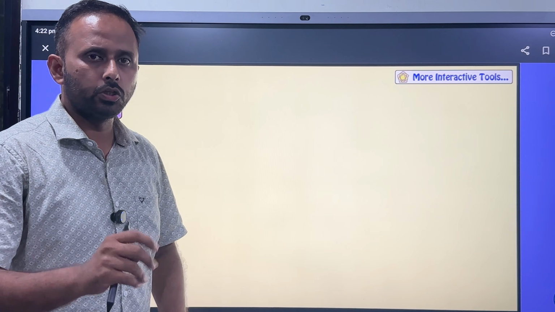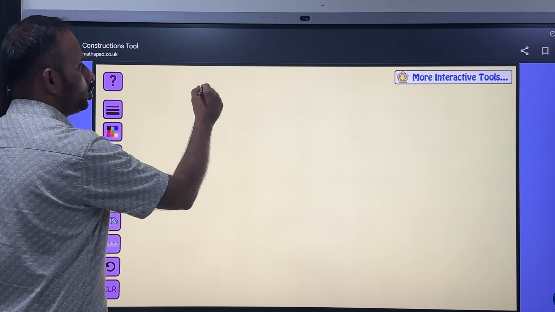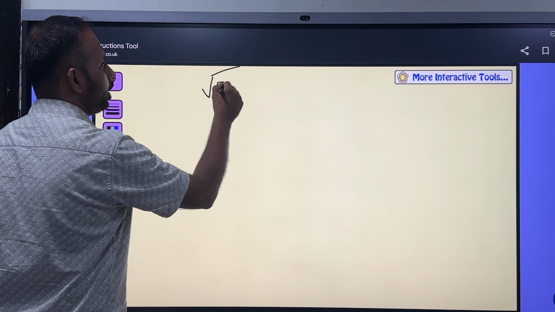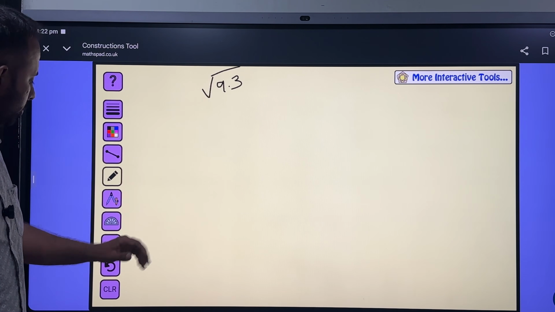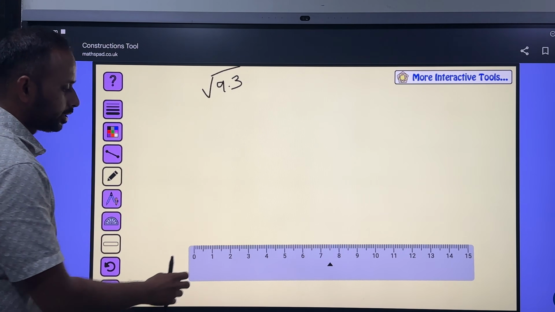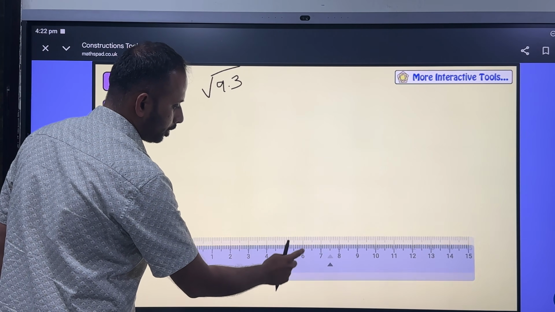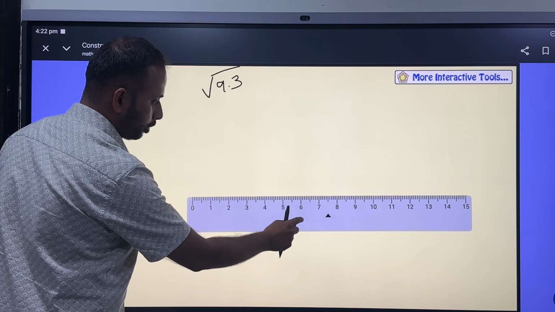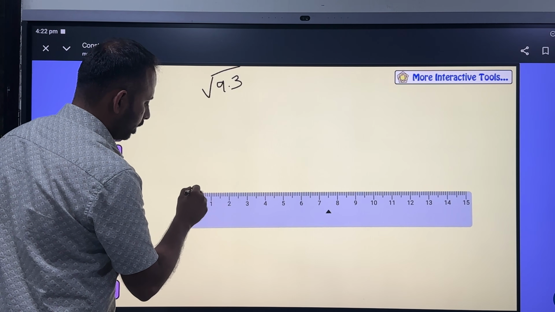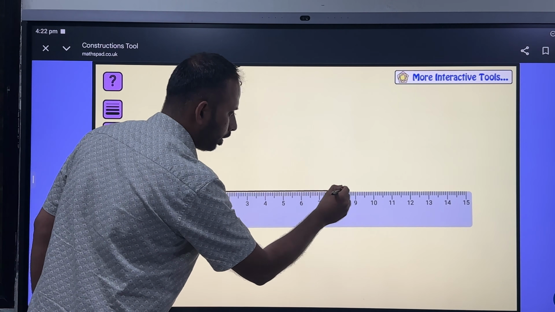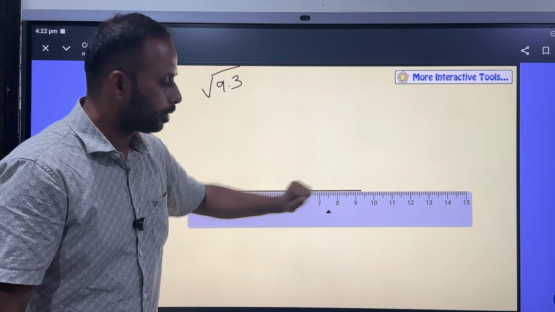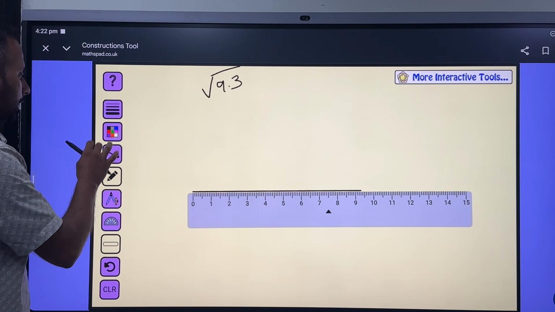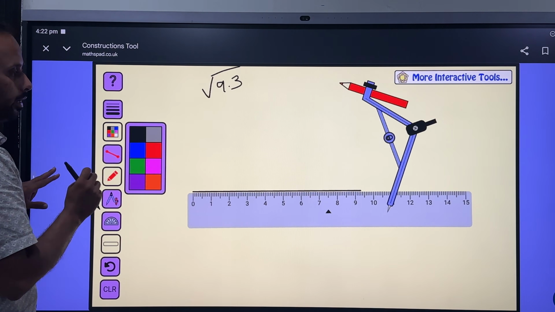Hello students, in this video we will be learning how to represent root 9.3 on our number line. Before doing that construction, take a scale and measure 9.3 centimeters. Yes, you listened correctly, that is 9.3 centimeters. After measuring 9.3, from there I'll take 1 centimeter extra.